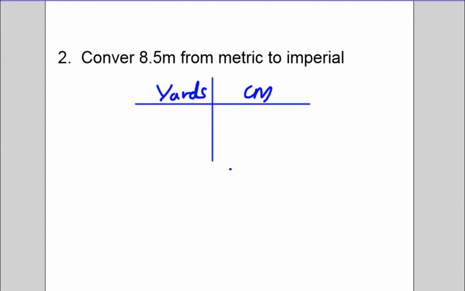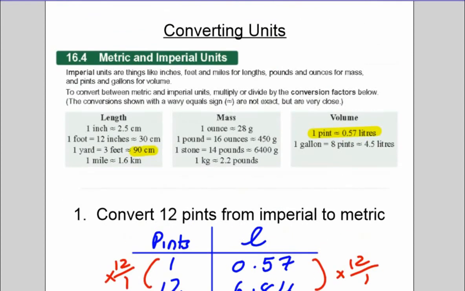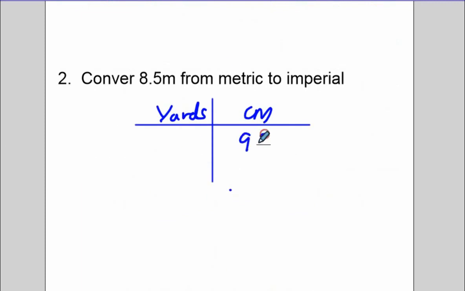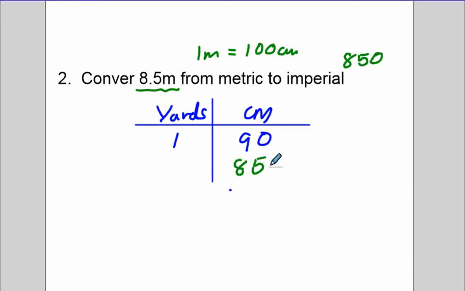Now, let's go back to that conversion table yet again. I hope you're not getting seasick. 90 centimeters is 1 yard. So I write 90 is 1 yard. Now here's the slight problem with this one, makes it harder. That's meters. You've got to remember that 1 meter is 100 centimeters. So 8.5 meters is going to be 8.5 times 100, which is 850. So that's the number of centimeters 8.5 meters is.